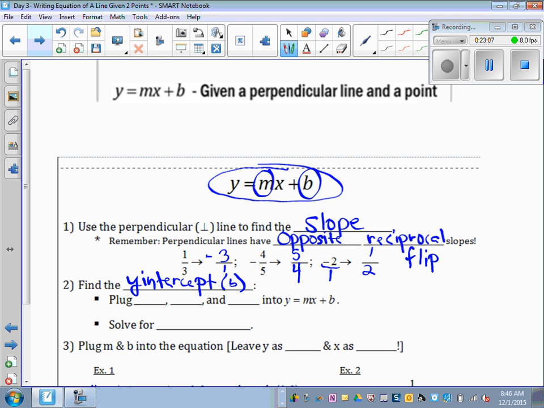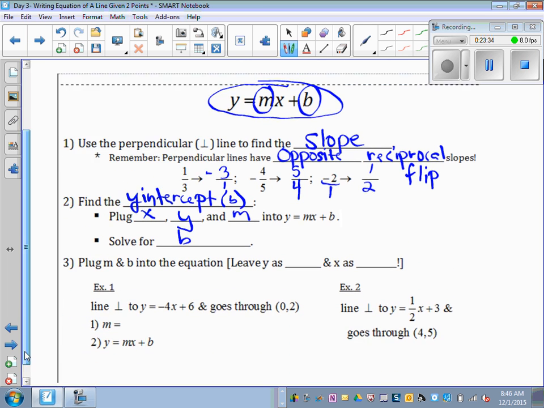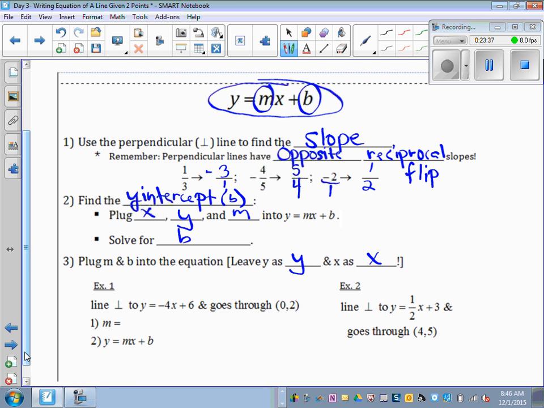Alright, and the exact same instructions as earlier, the same instructions as Wednesday, the same instructions as Monday. Take your x and y values and substitute those in. Take your slope and substitute that in, and solve for B. Then we have our slope, we have our y-intercept, then we can finally write our equation. The y is y, and x is x. So same thing as before. Find your slope, find your y-intercept, put it together.